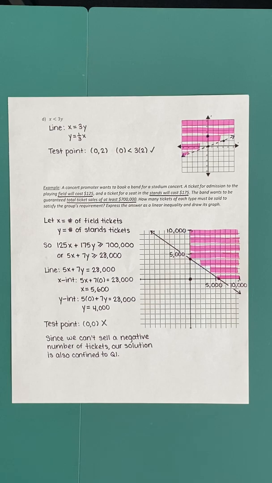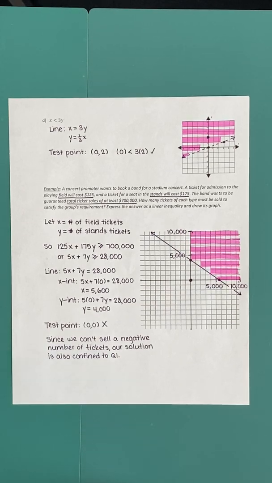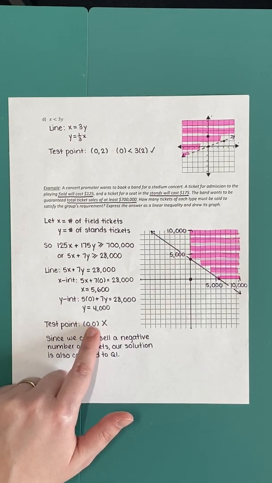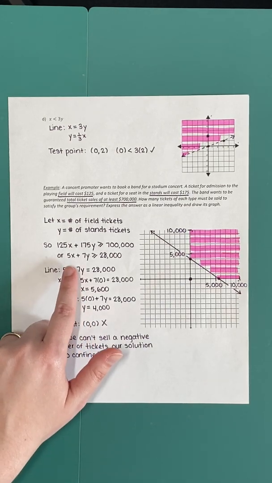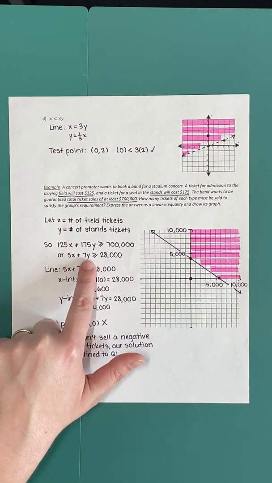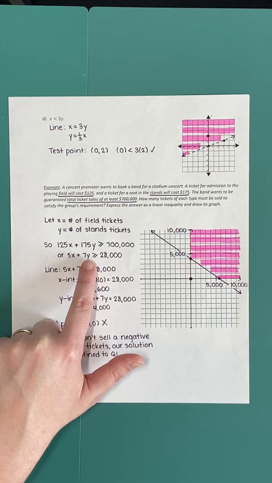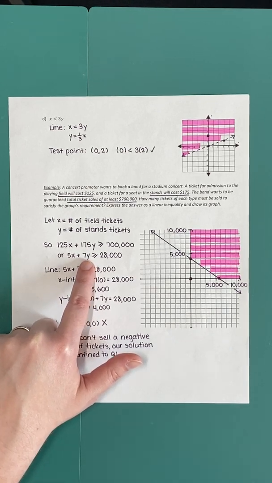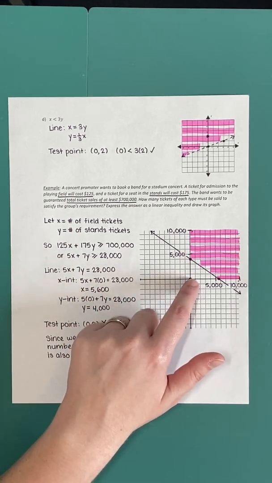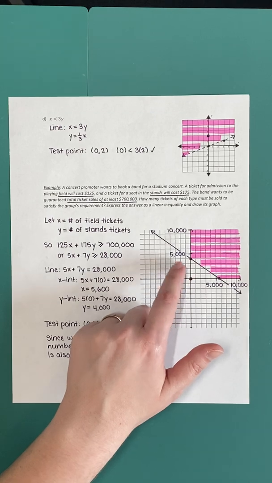Okay, now we need a test point. We need to determine which part of this are we going to shade. I'm going to pick 0, 0, again, because that's not on the line. It's easy to plug in. So I'm plugging in 0, 0 to my inequality. That means the left-hand side of the inequality comes out to 0. So I have 0 is greater than or equal to 28,000. Well, we definitely know that's false. So that means I identify where my test point is, and I'm going to shade the other side of the boundary line.